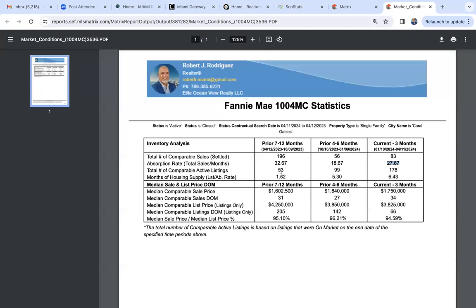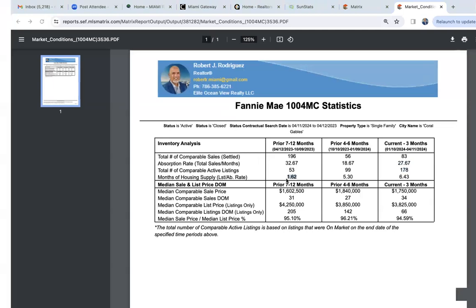Now your inventory goes from 53 active listings up to 99 active listings, now up to 178 active listings. So more homeowners are placing their properties on the market. Okay. Therefore, it's increasing our months of inventory. It is now up to 6.5 months of inventory. We started our study at less than 2 months of inventory.